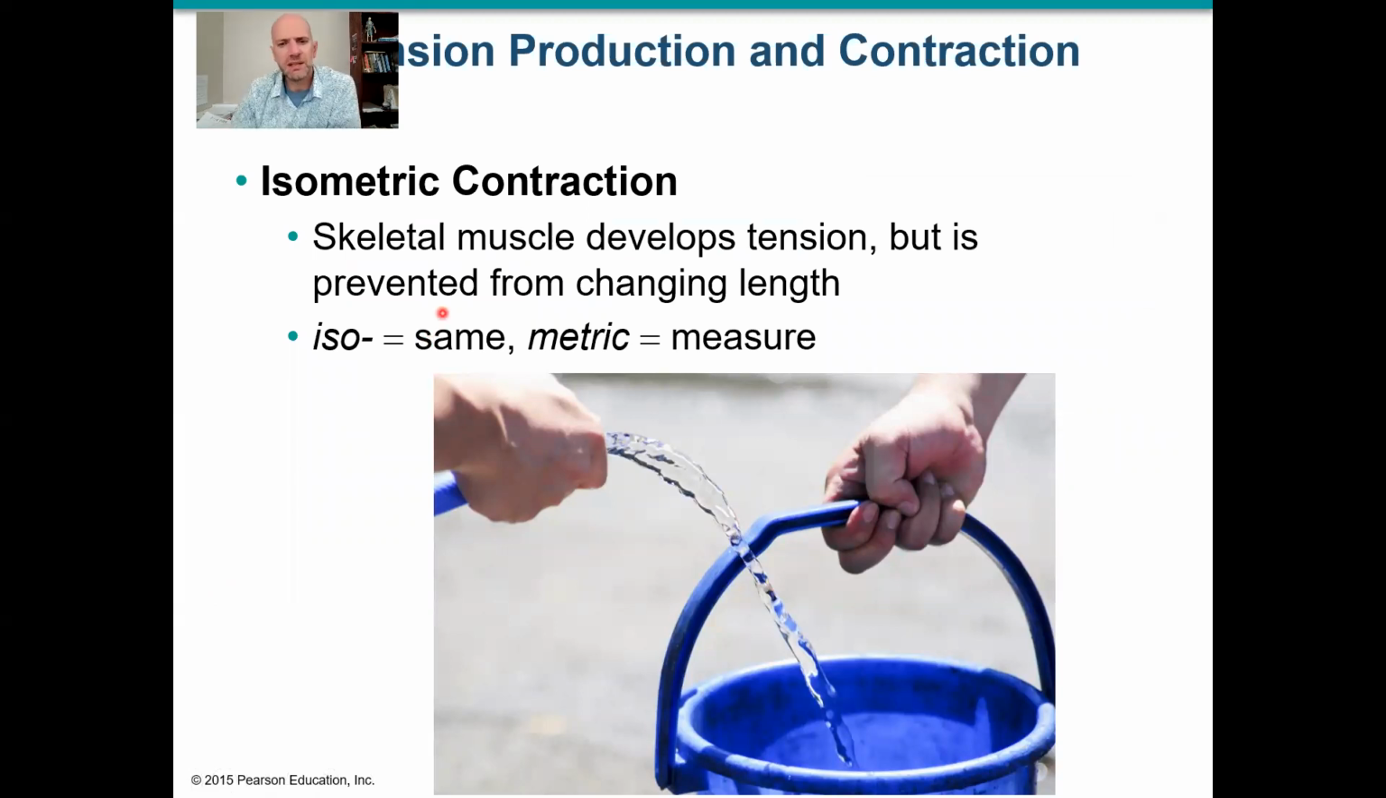Now isometric can be most easily described as maintaining the same distance. Isometric, metric is measurement, so the same measurement. That is, you are not changing the position of the muscle, it's not shortening or lengthening, but it is generating tension. So the analogy I use here is you're holding onto a bucket and somebody is pouring water into it. Your hand is not moving. So it's isometric, the same distance. You're not changing the position of your hand or your arm, but your arm is producing more and more tension to resist the force of gravity that water is exerting inside the bucket. So we call that isometric.